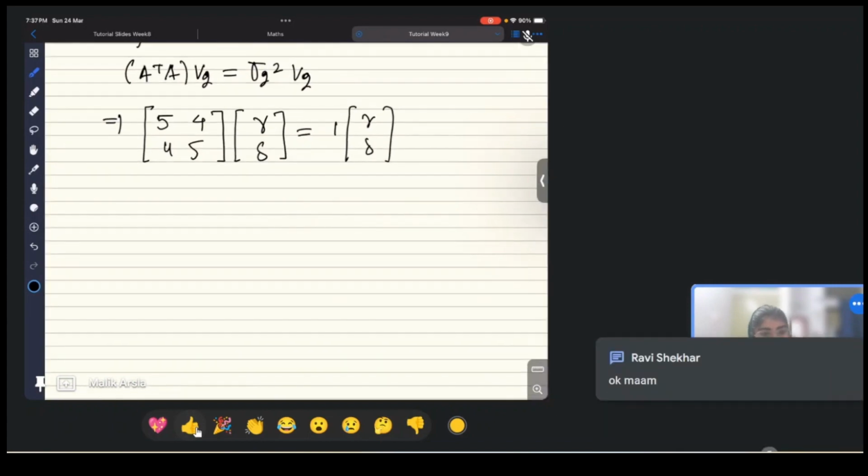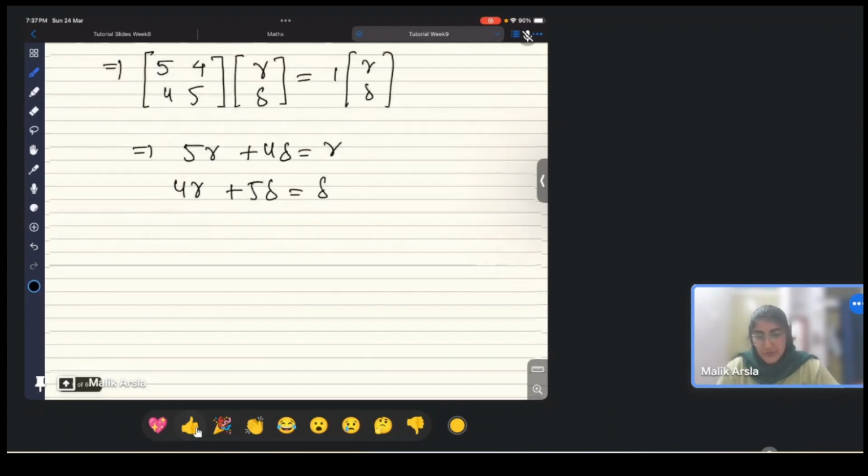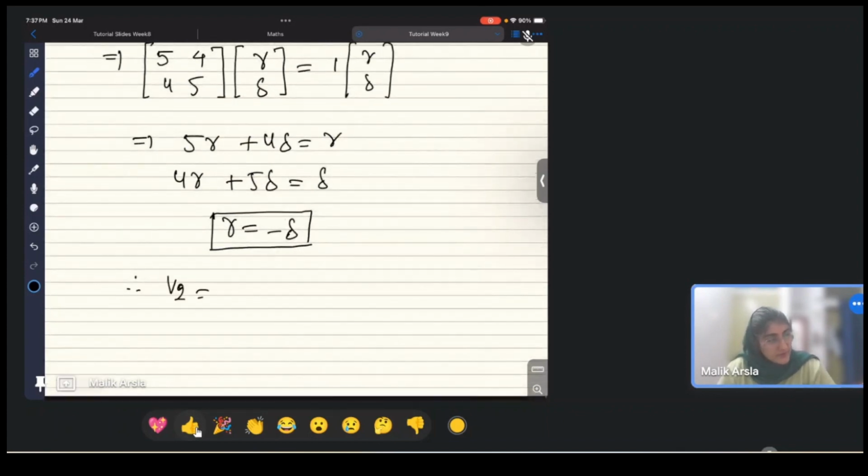So I have taken it as 5 gamma plus 4 delta is equal to gamma, and 4 gamma plus 5 delta is equal to delta. From these two equations, I am getting gamma equal to minus delta. That is the expression you will get. Therefore, V2 will be what? Gamma into delta, right? So gamma I can take out and it will be minus 1 into 1.